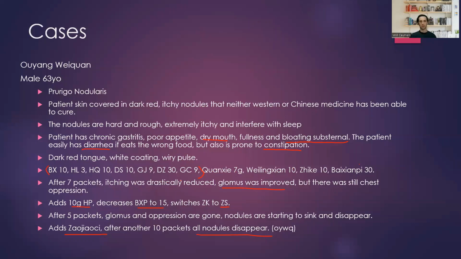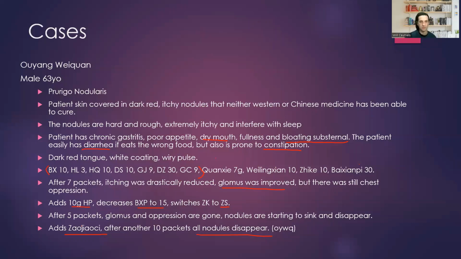Now, Chuanxian and Weilingxian are being used, I assume, because the nodules are already hard, so it's almost as if to penetrate into these nodules and break them up, you need these substances that are called network vessel unblocking, luo unblocking herbs like Chenxie and Weilingxian, right?